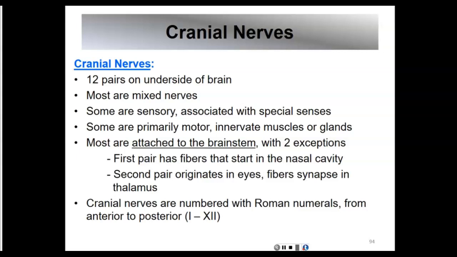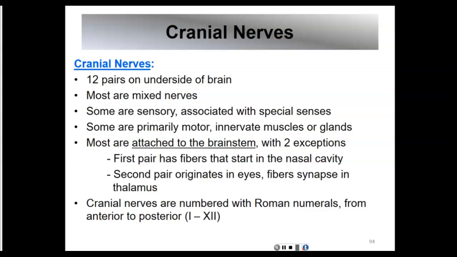Most are attached to the brain stem, and they're numbered in order going from the nasal cavity. The first pair has fibers starting in the nasal area. Nasal cavity, second originates in the eyes. And then we go backward from there to the back of the head.